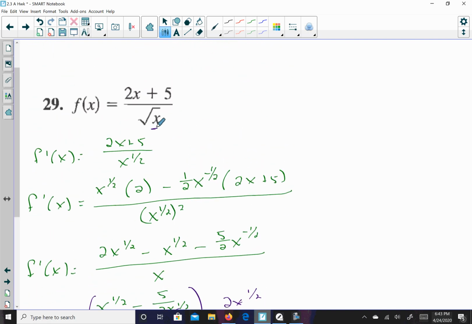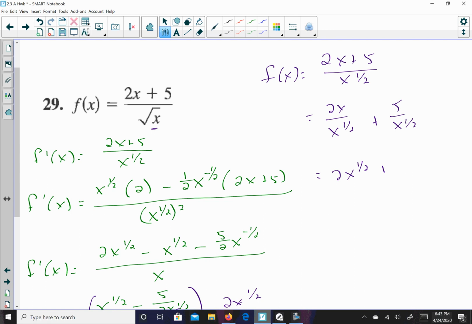Since this is a monomial, I could have thought of this as 2x plus 5. I'm just rewriting it. I'm not taking the derivative yet. Over x to the 1/2. Then if I go term by term, this is 2x over x to the 1/2 plus 5 over x to the 1/2. Everyone's with me, I hope. So this would be 2, and then 1 minus 1/2 would be just 1/2. And then rewriting this, I would have 5 to the negative 1/2 power.